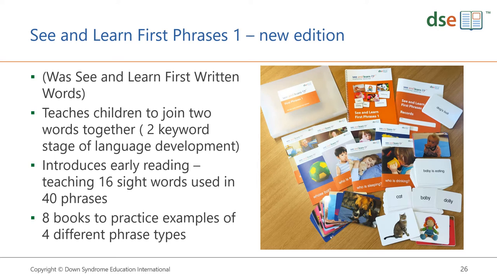When children move to putting 2 keywords together, they use a range of 2 keyword constructions, which are well documented. And again, the evidence is that our children with Down syndrome want to express the same range of ideas. They want to put 2 words together to express the same range of meanings, and there are something like 9 different types of 2 keyword phrases which we are endeavouring to teach across these First Phrases kits.